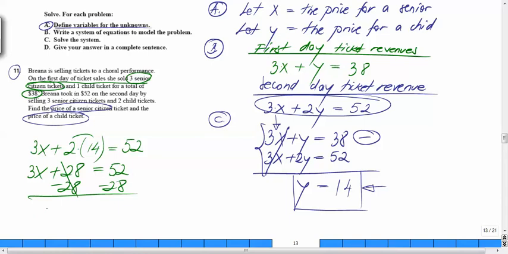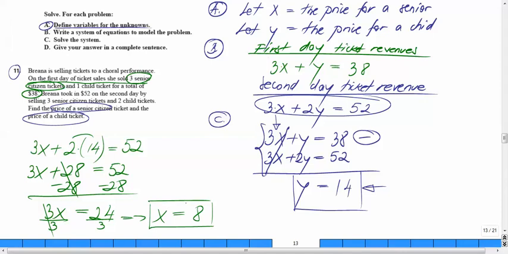from both sides. On the left I have only 3x equals 24. Divide by 3. You find that your x equals 8. So the cost of a ticket for a senior is $8 and for a child is $14. Is that fair? Well, I think it is. We are done with this problem. Let's try one more.